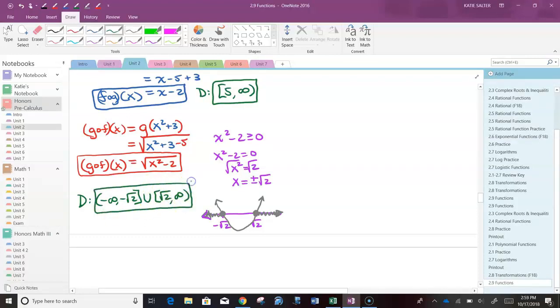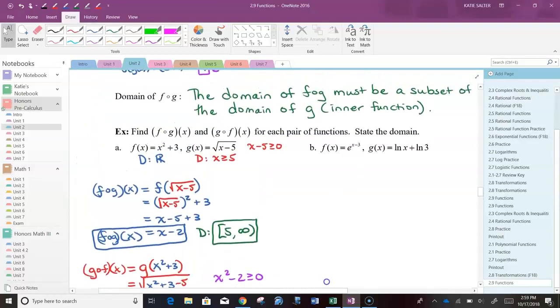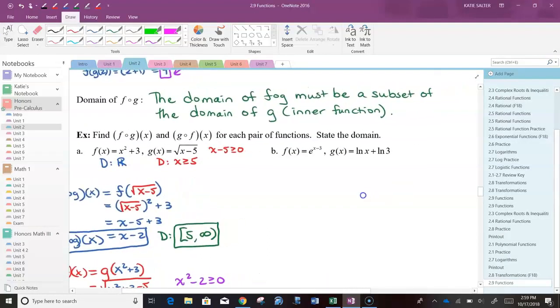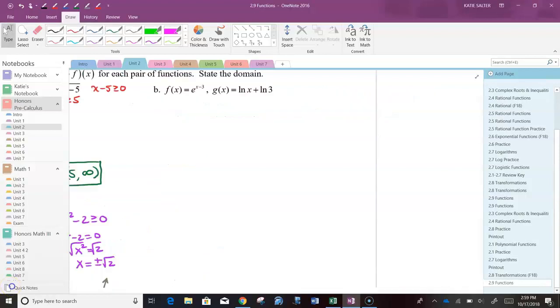So understand, that's why we say that the domain is a subset of the domain of G. You have to be within that domain, but if you add more restrictions when you create your function, you've got to add those restrictions to the inner function's domain. All right, why don't you pause the video and try the next one, then play back the video to see if you're getting it correct.